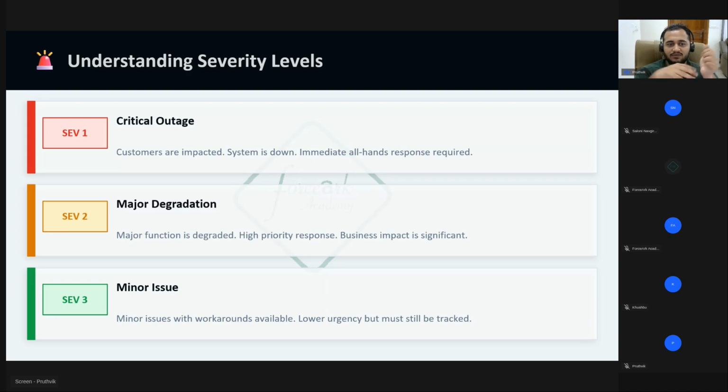No, you can't tell that I have some sev 3 issues, I need to fix it. No, you have to first fix the severity 1 issue, and then comes your severity 2, which is if there's any major degradation, right?